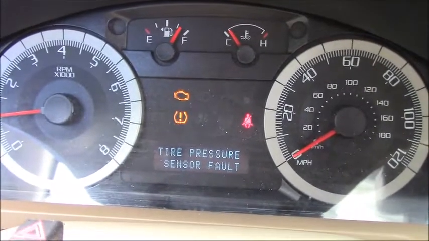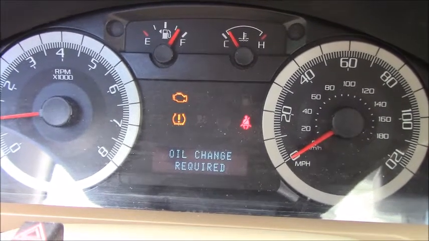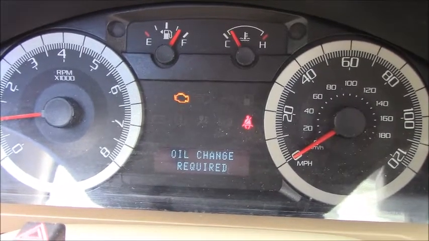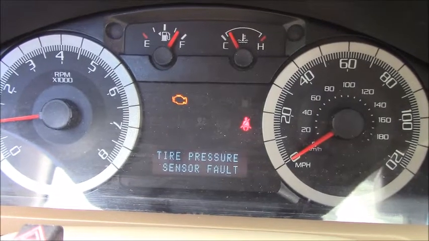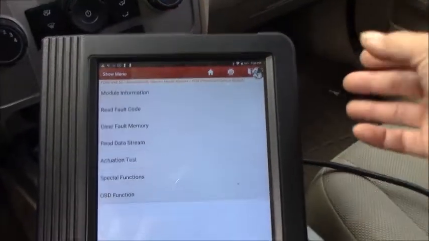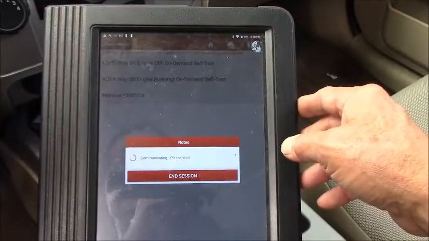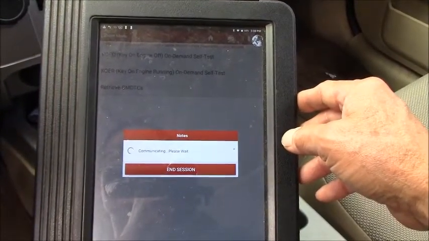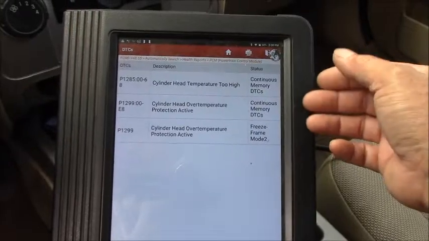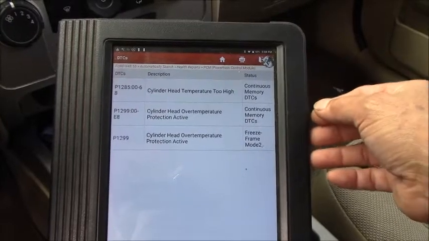So in this case, I would like to run the code and see any code that belongs to a sensor, something like that, that makes the engine die. Let's go ahead and run the code, see what's going on. Okay guys, I have the scanner here ready to read the codes. We have 1285 cylinder head temperature too high and 1299 cylinder head temperature protection active.